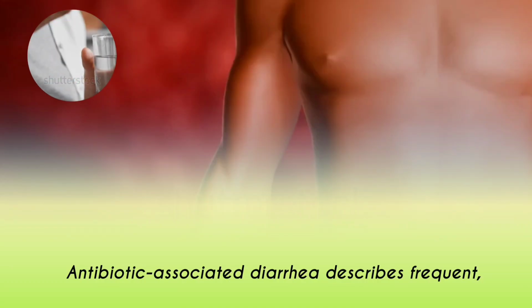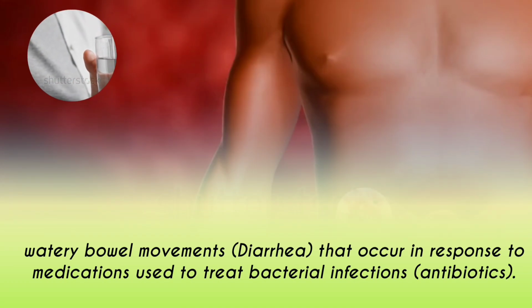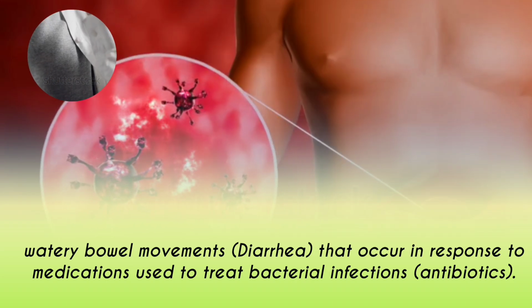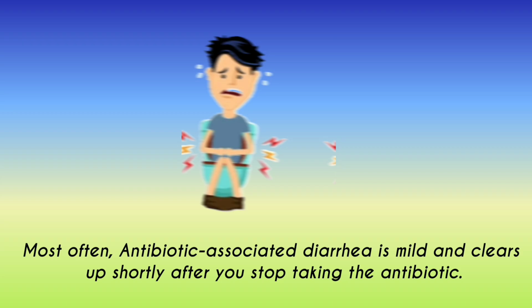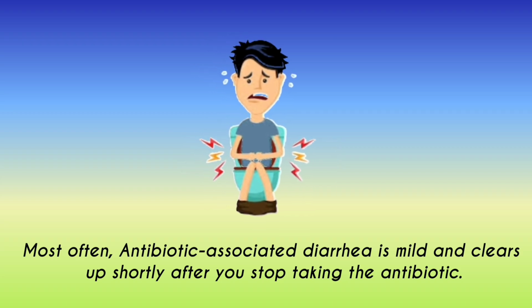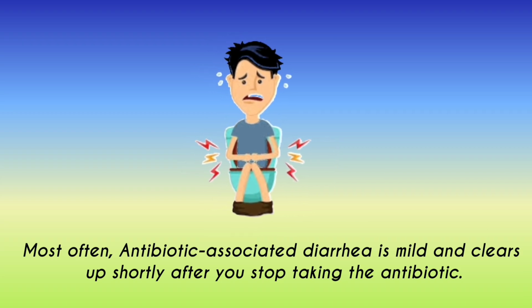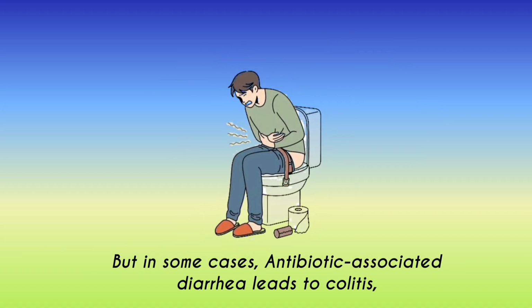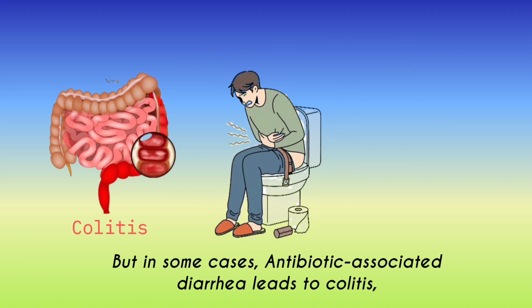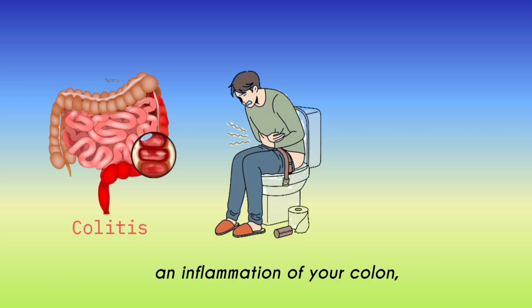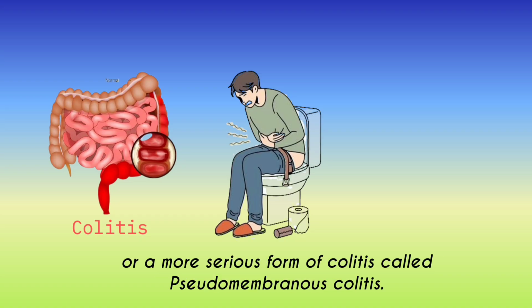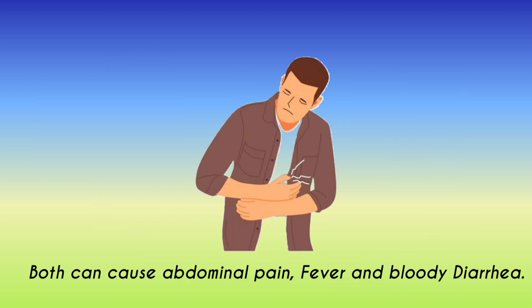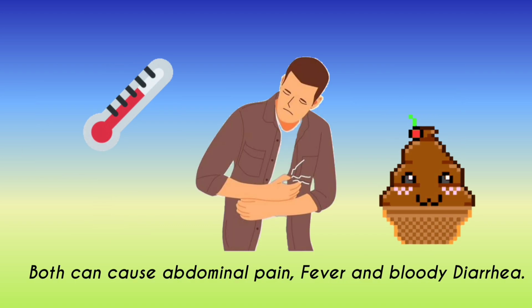Antibiotic-associated diarrhea describes frequent, watery bowel movements, diarrhea, that occur in response to medications used to treat bacterial infections, antibiotics. Most often, antibiotic-associated diarrhea is mild and clears up shortly after you stop taking the antibiotic. But in some cases, antibiotic-associated diarrhea leads to colitis, an inflammation of your colon, or a more serious form of colitis called pseudomembranous colitis. Both can cause abdominal pain, fever, and bloody diarrhea.